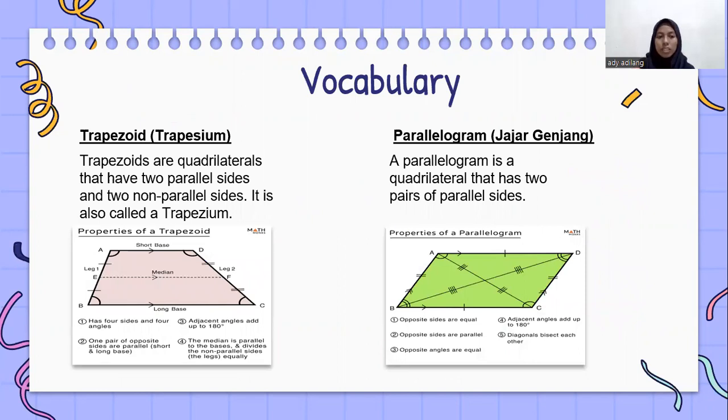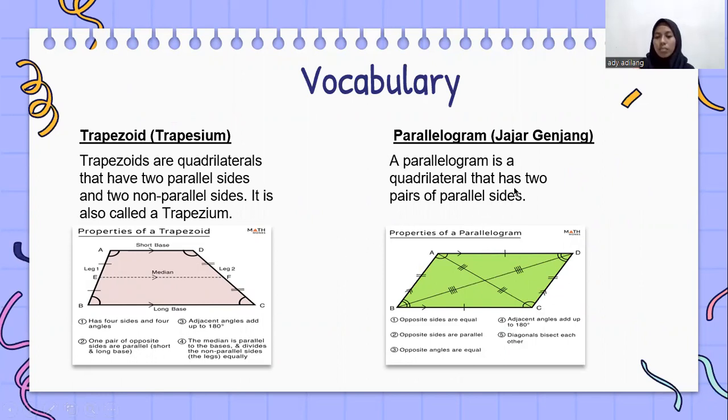Now I'm going to explain about first vocabulary. The first vocabulary is trapezoid, or we call it trapezium in Indonesian language. Trapezoids are quadrilaterals that have two parallel sides and two non-parallel sides. It is also called as trapezium. The picture below shows the properties of trapezium and the shape of it.